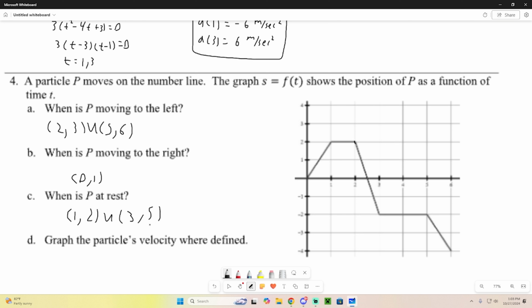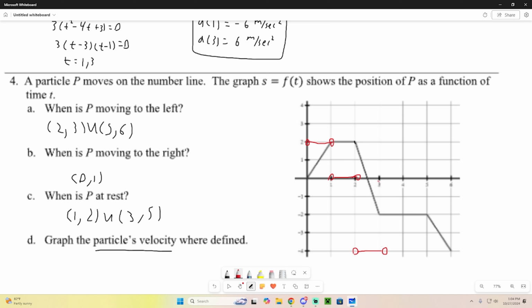And now we need to graph the particle's velocity. I'm going to go ahead and do that with red. So right here, velocity is just the derivative of position, so we can just graph the slopes. The slope of this line is 2, so we draw an open circle here to 2, open circle. The slope right here is 0. Then from here to here, the slope is negative 4, so we have a negative 4 from 2 to 3.